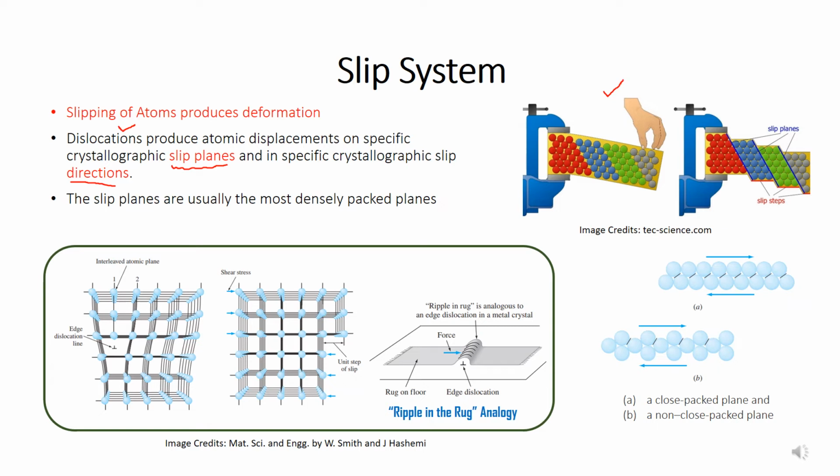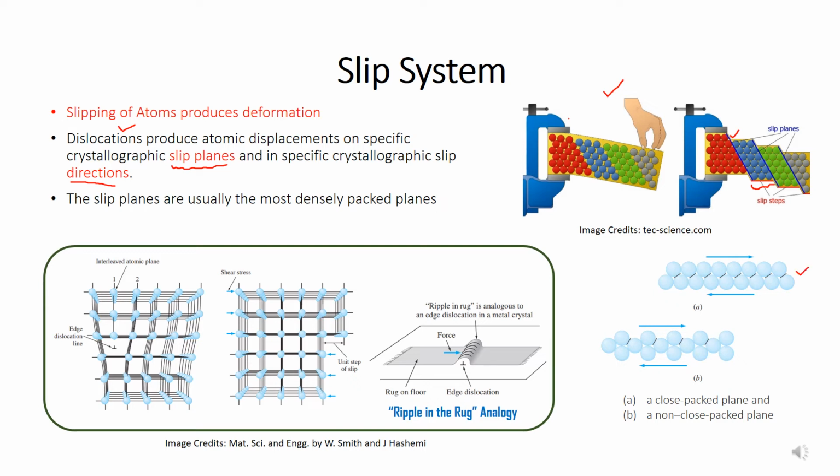As you can see from this figure, in this rectangular block, the left hand side of the block is fixed, and if you apply force on the right hand side, then you can see the atoms placed inside this block are just slipping one over the other. So here you can see this is the unit slip step which is produced due to these atomic movements, and these are the slip planes, means these are the planes on which the movement of the atoms has taken place.